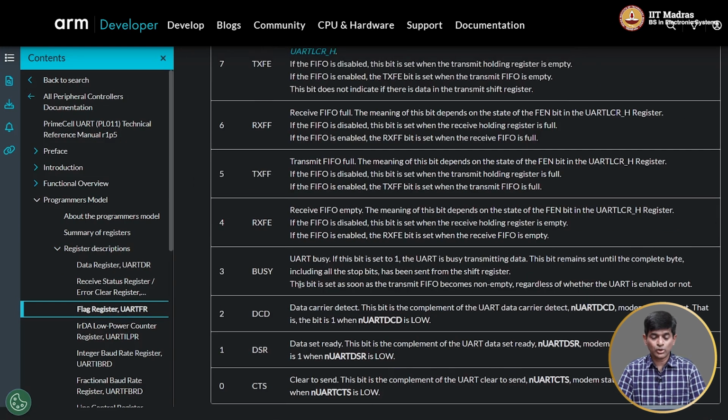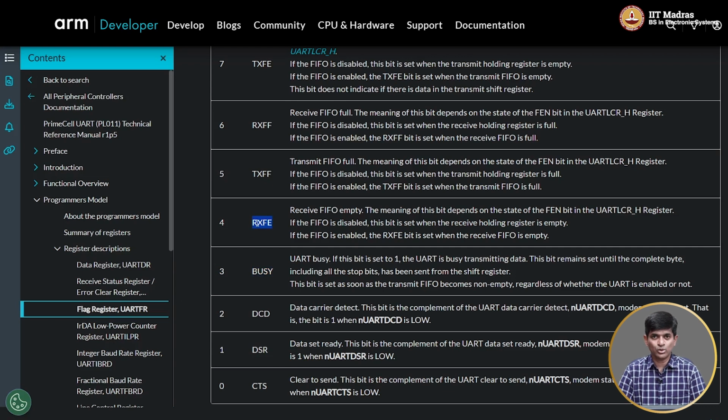If you look at the meaning of the bits, you will see, for example, that as soon as you have come out of reset, you can probably expect that the busy signal corresponding to the UART should be 0. In other words, the UART should not claim to be busy as soon as it has come out of reset. If so, there is a problem. That is easy to understand. But then look at something like RXFE. This basically indicates that the receive FIFO is empty.